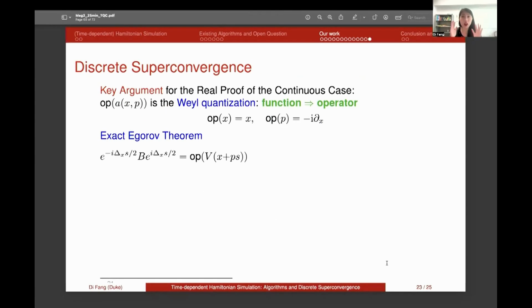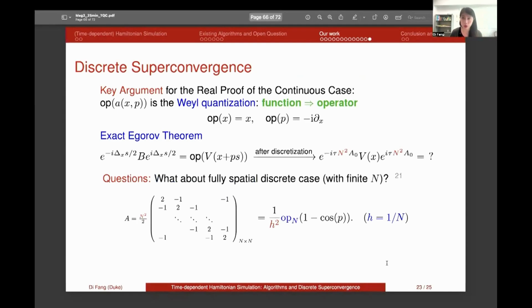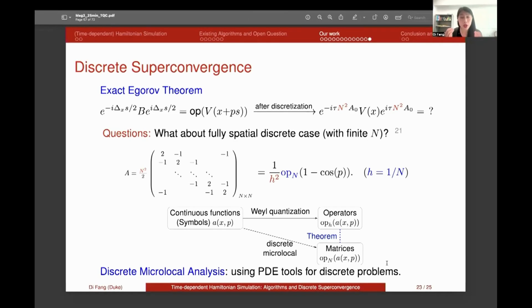However, I want to emphasize this is not what we present in our second work in the discrete proof, because this proof, although very nice, is not going to work at all in the discrete case. As you can see, the key argument is really this exact Egorov theorem. Now, you may wonder, after discretization, does the exact Egorov theorem hold? So first of all, after discretization, you are working with matrices. You cannot use these PDE tools to prove the theorem. Nevertheless, in our previous work, we have a result showing that the underlying matrices can be identified as Weyl quantization on the quantized torus, and then the matrices' operator norm can be upper bounded by the L2 to L2 norm of the continuous object. So we only need to work with the continuous object, which is very easy to work with, to give us the discrete bound.